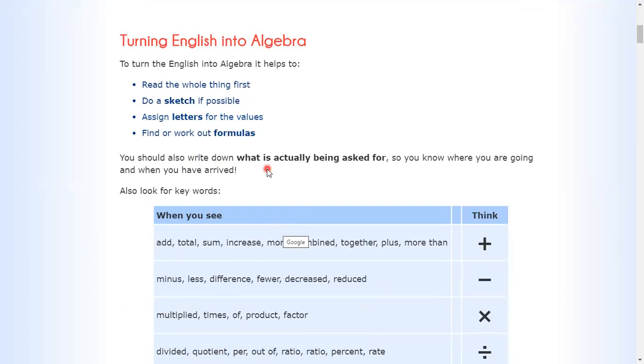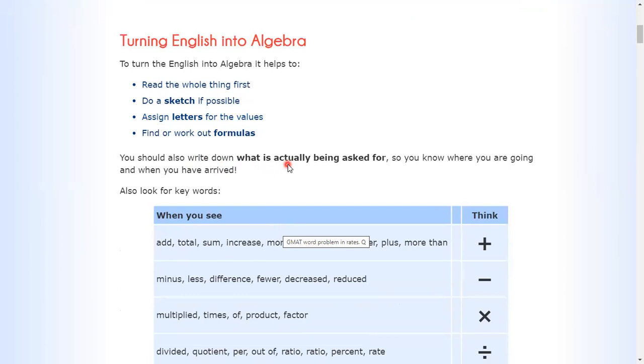So this is what is actually being asked. Don't go into the long story, whatever the story is saying. You must be focused and pinpoint what is actually being asked for. That is the most important thing, so you know where you are going and when you have arrived.